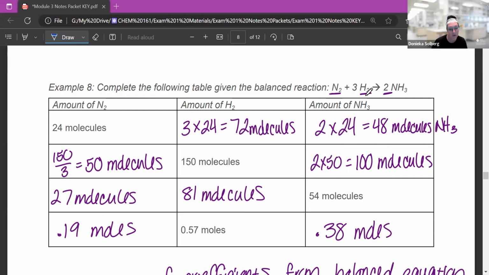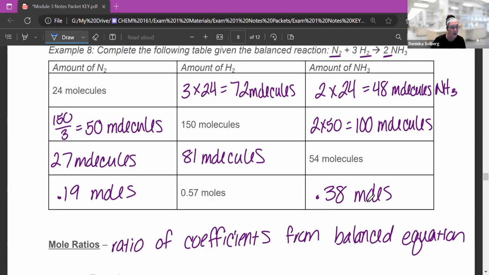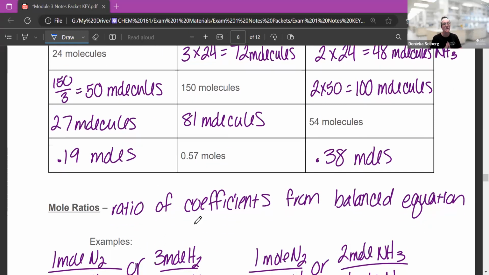Now our numbers are not always going to be pretty. And like I said, we are going to be working on the mole level because we're going to use a lot more. So if I give you 0.57 moles of H2, well, I need a third of that for nitrogen. So I divide that by 3, and I get 0.19 moles of nitrogen. And then this to this is double, so I double it to get this. So with molecules and moles, you can use these coefficients to figure out how much you need or how much you're going to make.